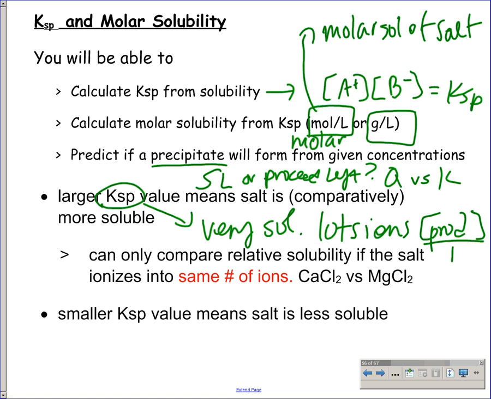So the larger the K, it usually means the more soluble. The lower the K, the less soluble. Some of our insoluble products are more soluble than others. You guys will do a Ksp lab with this tomorrow, your calcium hydroxide lab.